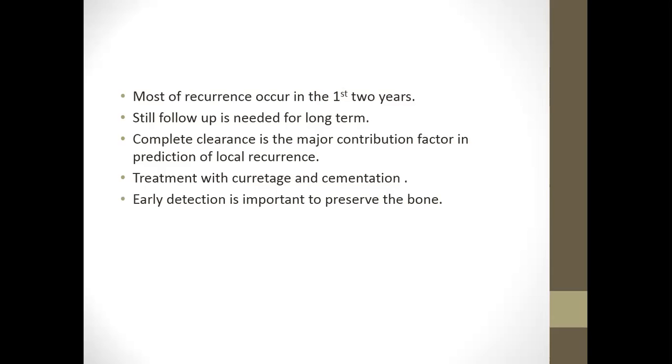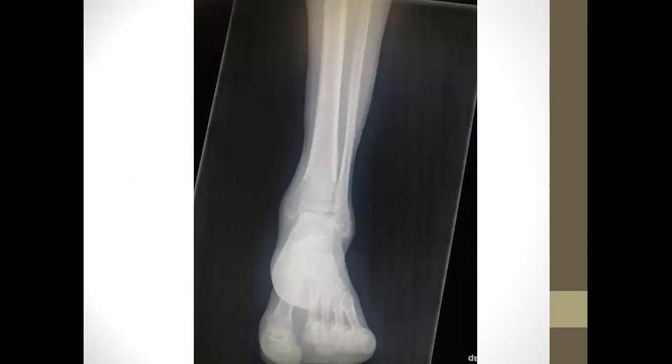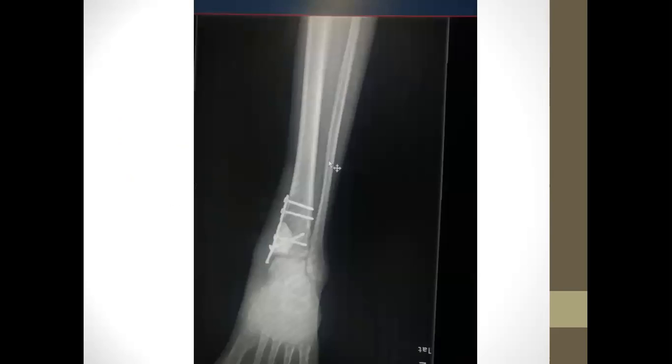Most of the recurrence usually happens in the first 2 years, but still long-term follow-up is needed, and complete clearance is the major contributing factor in prediction of a local recurrence. Treatment usually is curettage and cementation if it recurs, and early detection is important to preserve the bone. Here's an example of one of the patients who unfortunately had a recurrence.